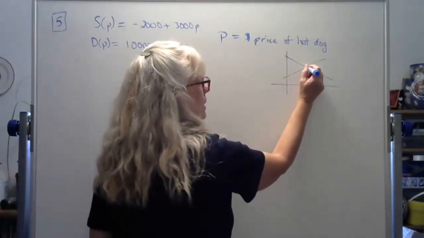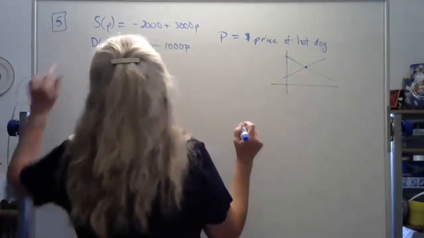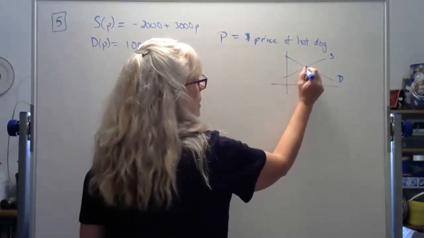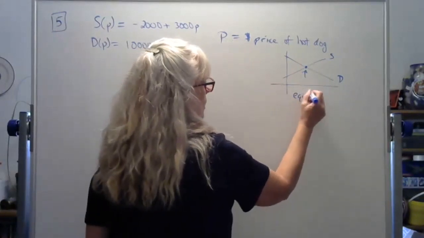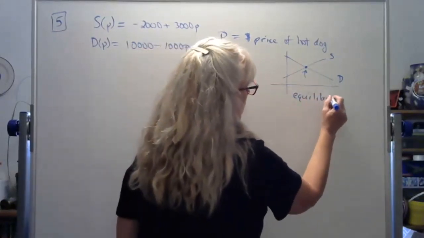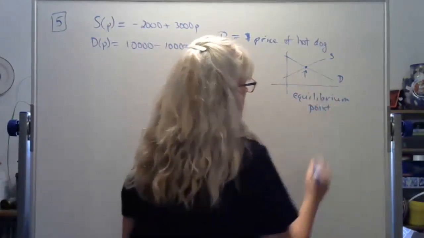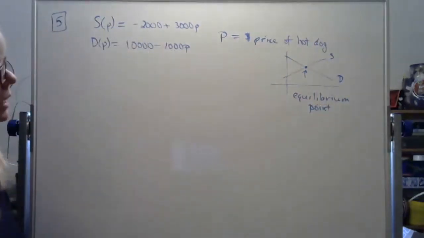Our supply is going up and our demand is going down. That point right here where they cross is called the equilibrium point. It's the point of intersection between the supply and the demand.